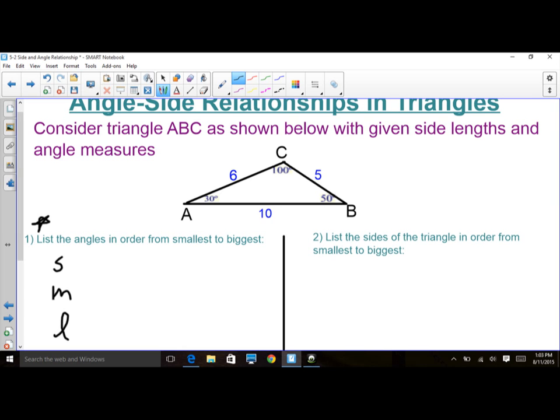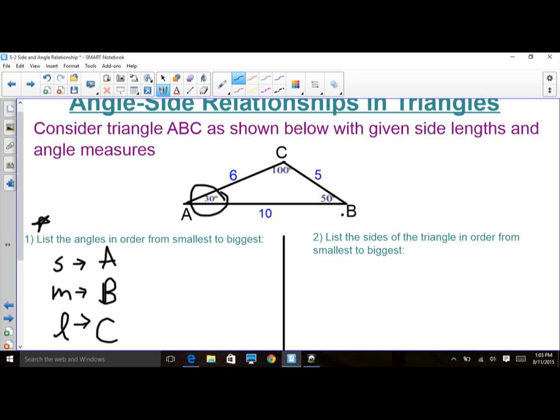So the smallest angle is angle A. It's 30 degrees, so I'll just write A. The medium angle is B, it's 50 degrees. And the largest angle is at 100 degrees, which is C. We have ABC. It works out nicely.